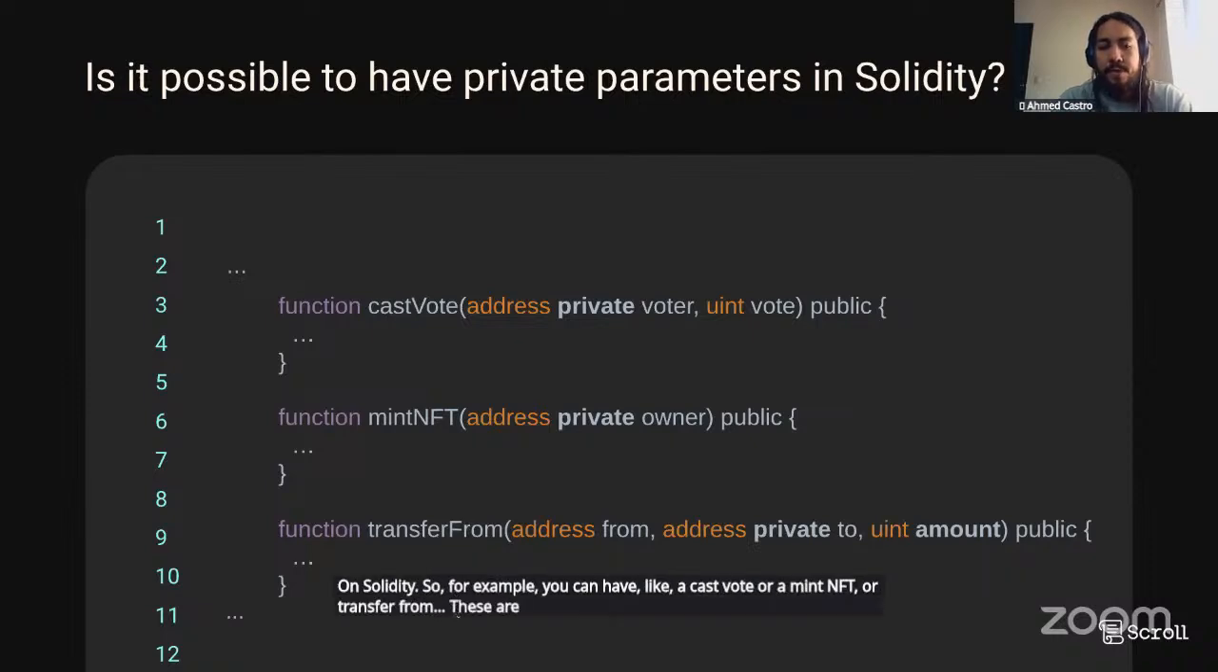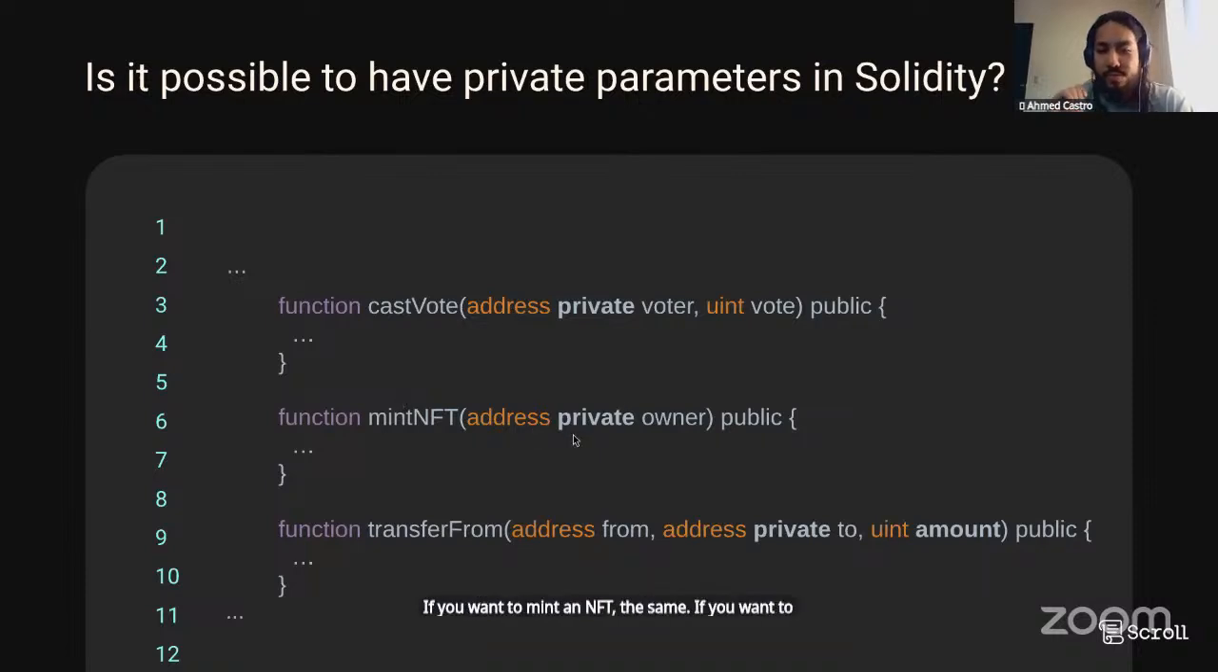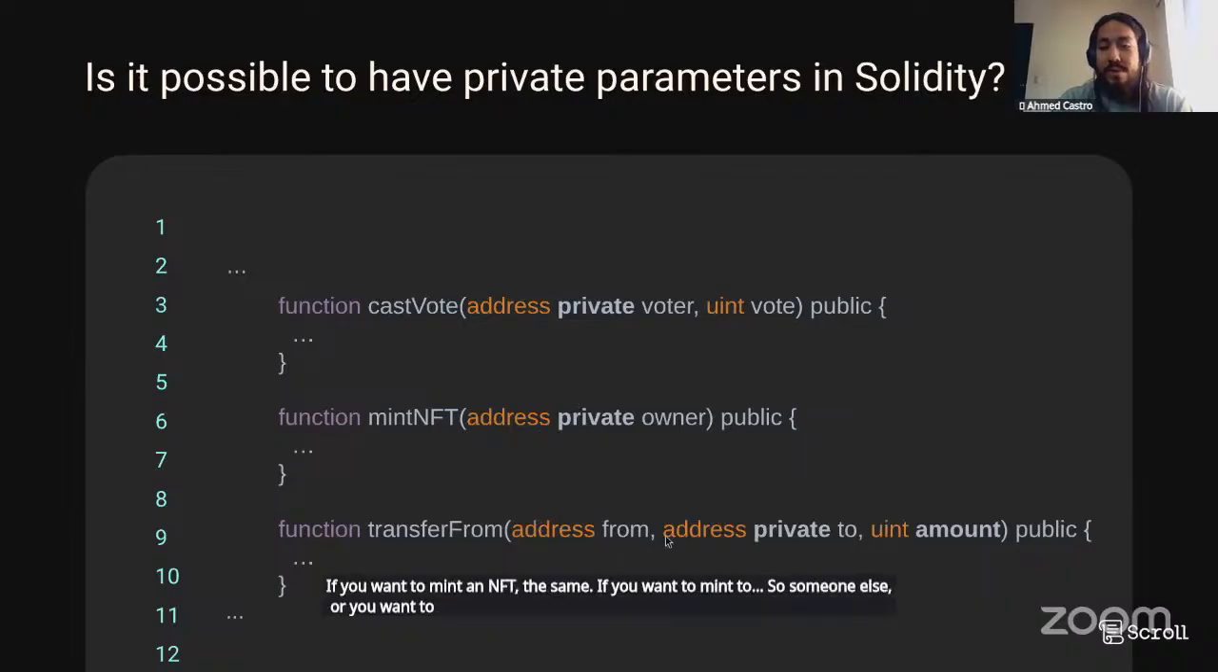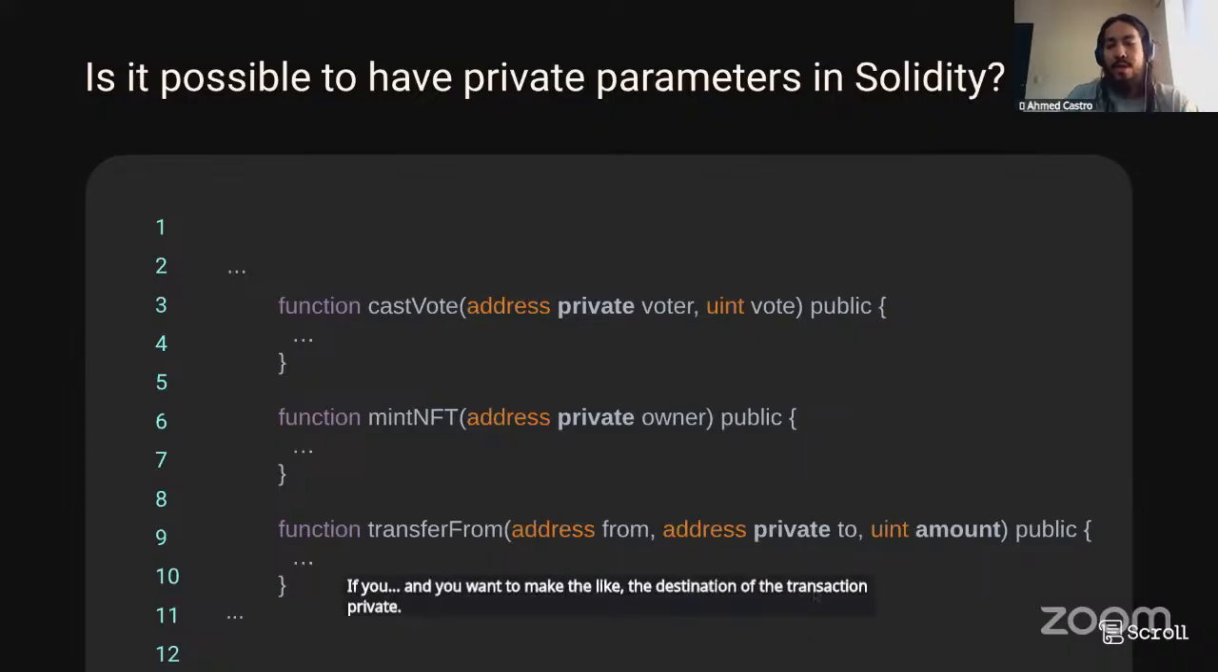These are very normal use cases of Web3. But what you can't do is have private parameters on your functions. For example, if you want to cast a vote and keep the voter private, you can't do that. You can just put address private voter, and it won't work. If you want to mint an NFT, the same. If you want to mint it to someone else, or you want to transfer some tokens, NFTs or ERC20 tokens, and you want the destination of the transaction to be private, you can't do that. It's not possible on Ethereum.